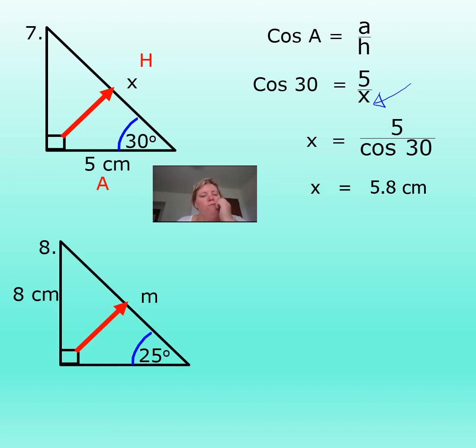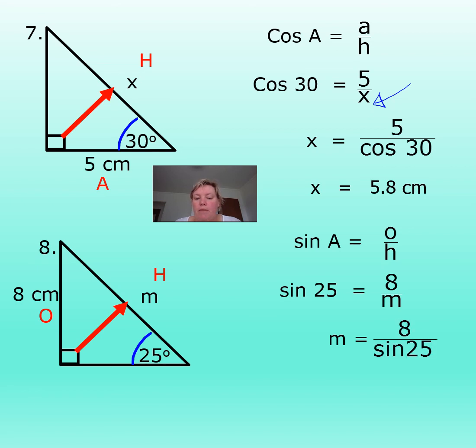Let's just have a look at a second one here. Okay, I've got 25, I've got 8 centimeters, and I've got the hypotenuse. Now the 8 centimeters, I'm pretty sure that's the opposite. So that means I'm going to use sine. Let's pop this stuff in. There's the angle in, and there's my opposite side in. Hypotenuse is missing. I could leave that as an H, but in this case I put it as an M. It doesn't matter which. So the thing on the bottom's missing, so I'm going to do a little swappy. There she is. And chuck that through my calculator. So 8 divided by sine 25 equals 18.9 centimeters.